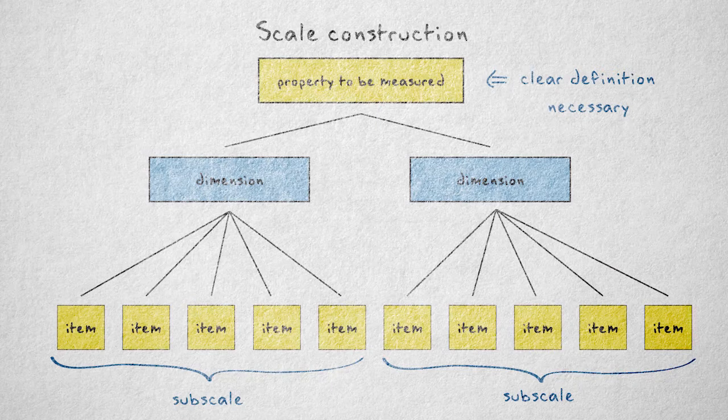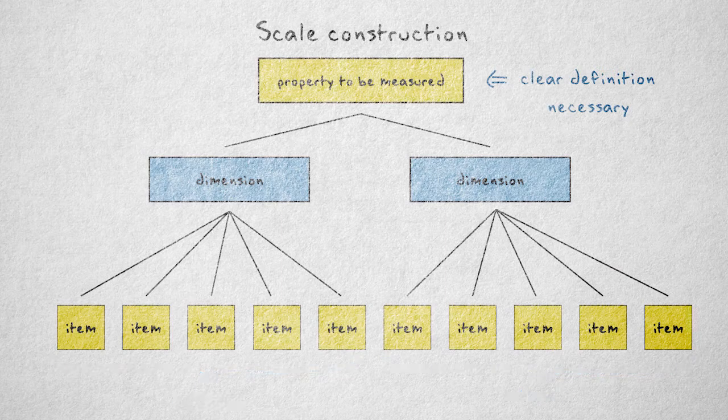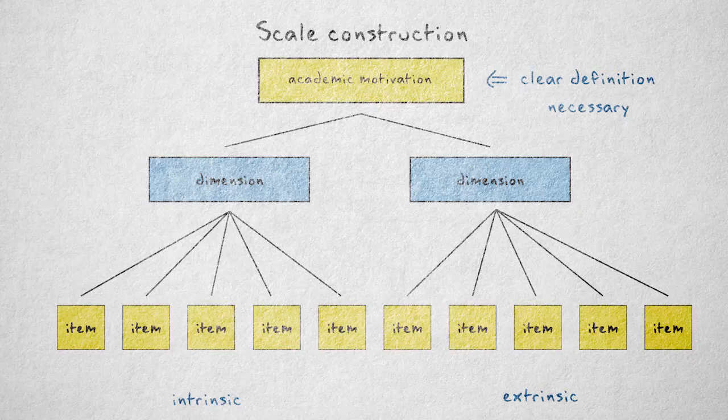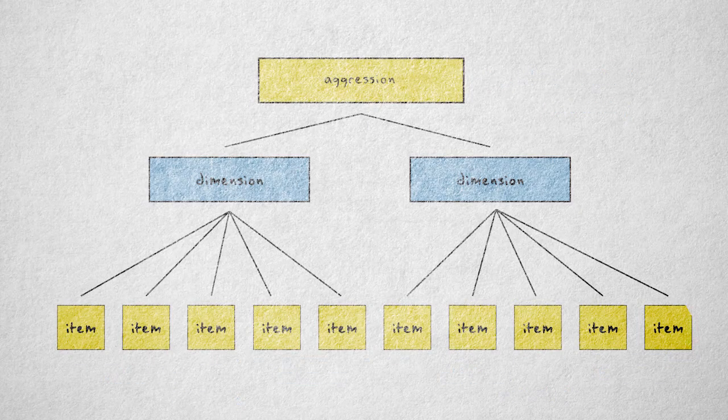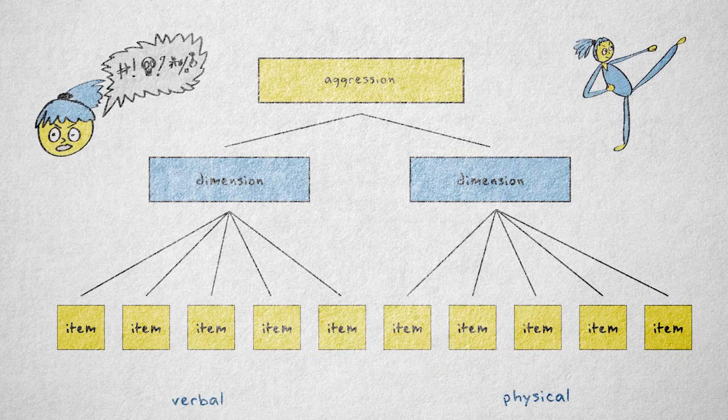It helps to consider different types of situations or areas in which the property can be expressed. For example, academic motivation can be intrinsic: you love the subject matter, but it can also be extrinsic: you expect to get a better job if you graduate. It also helps to consider the different ways in which a construct can be expressed. For example, academic motivation can be expressed in attitudes and behavior. Aggression can be expressed verbally or physically.